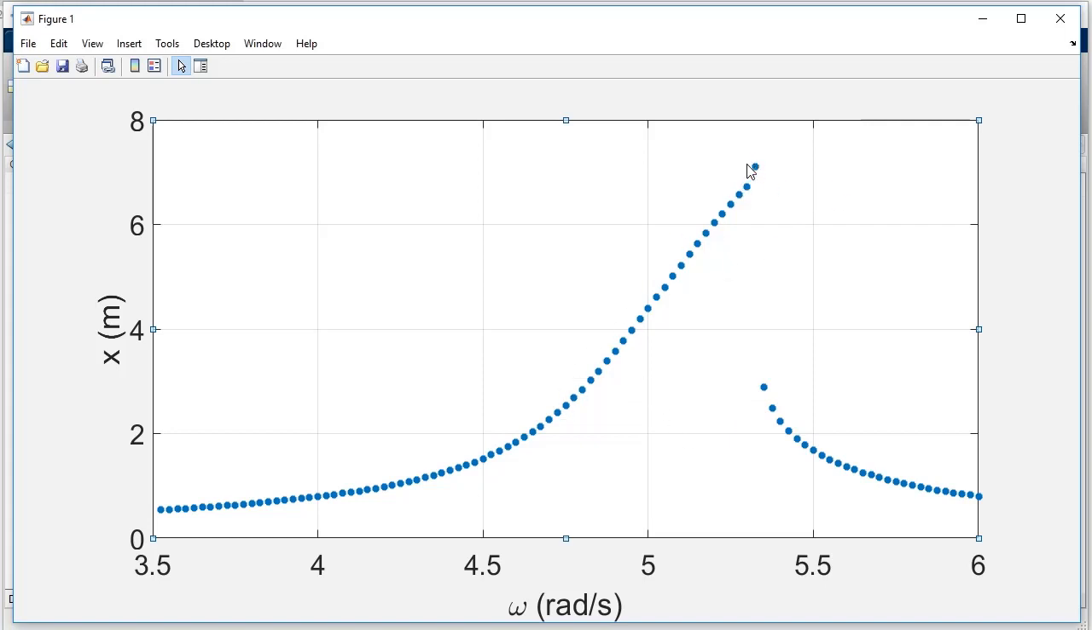Or the other way around, if you are operating at this frequency and then just increase the frequency a little bit, you have a sudden decrease in the amplitude of the system. So this jump phenomenon would be another interesting phenomenon for nonlinear systems.